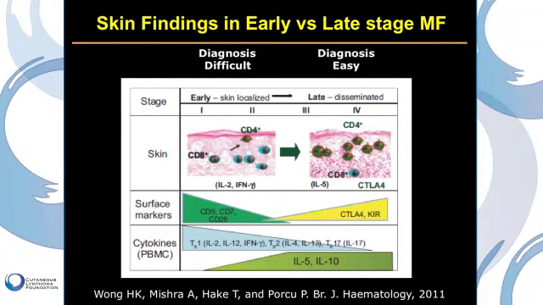On the right side of the slide, you see the distribution of the cells in the skin in the more advanced stages, where now the malignant cells, CD4 positive, represent the majority of the cells found in the skin. In that case, the diagnosis is much more likely to be made. The T-cell receptor analysis is much more likely to come back monoclonal, and also from the clinical standpoint, the lesions in the skin of the patient are going to be much more clear and diagnostic.